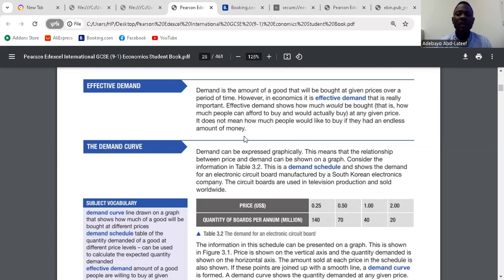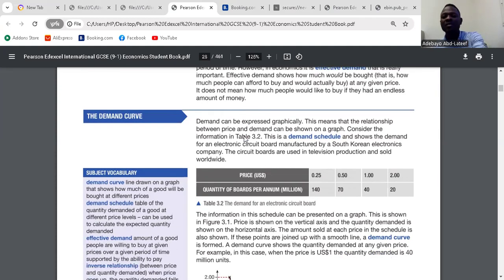For the demand curve, we're talking about a graph that represents the relationship between the price and the quantity demanded. Do you get it? Yes. So the demand curve is a graph that shows the inverse relationship between quantity demanded and the price of a product. Is that clear? Yes. Then we have the demand schedule. The demand schedule is the table that shows the relationship between the quantity demanded and the price of a product. Is it clear? Yes. So we'll go down.